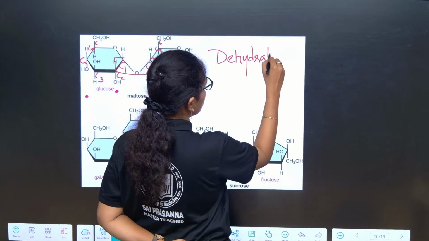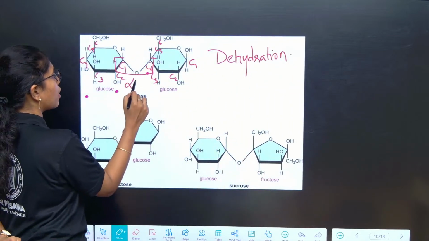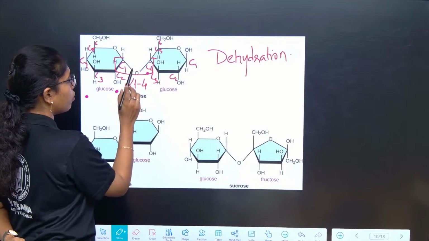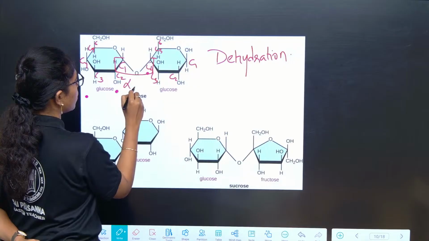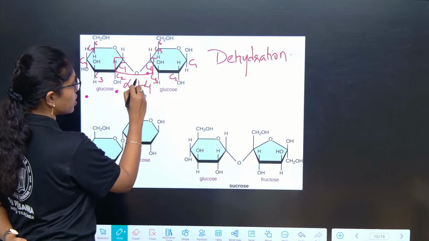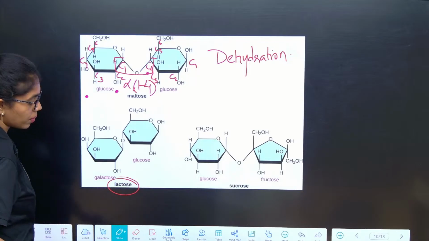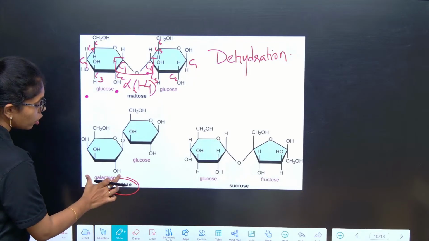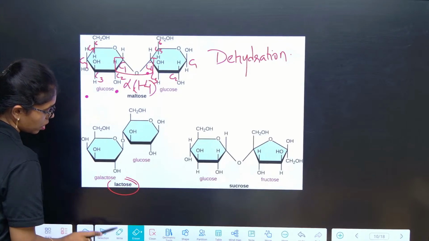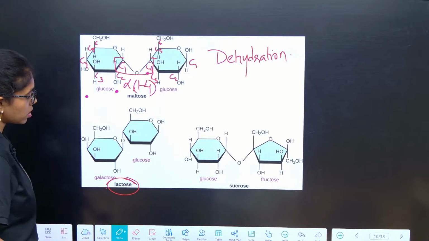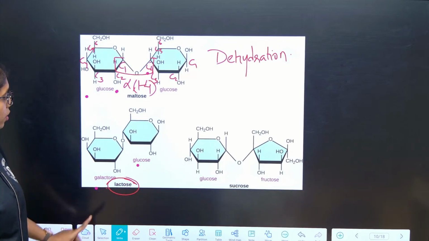Dehydration, which leads to alpha 1,4 glycosidic bond. Alpha 1,4 glycosidic bond. Fine. Next, here if you see lactose, lactose is also in between glucose and galactose. Okay, this disaccharide is in between what monosaccharides? Glucose and galactose.